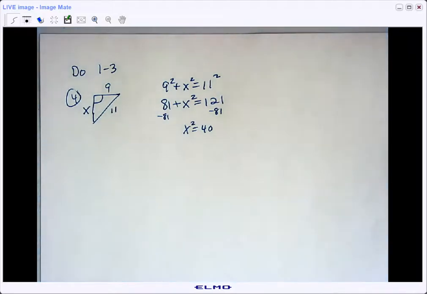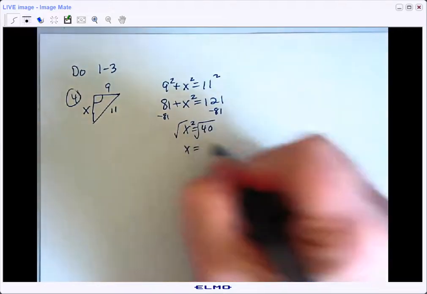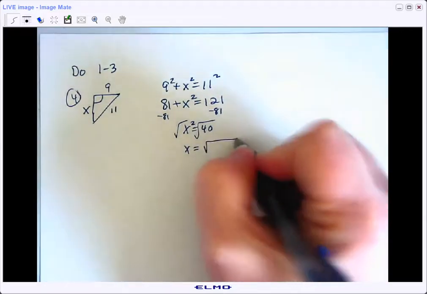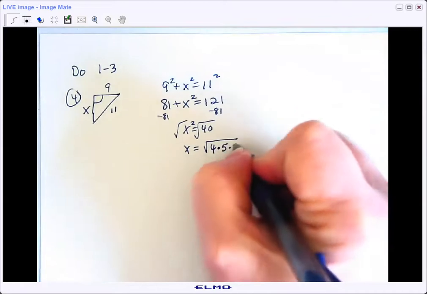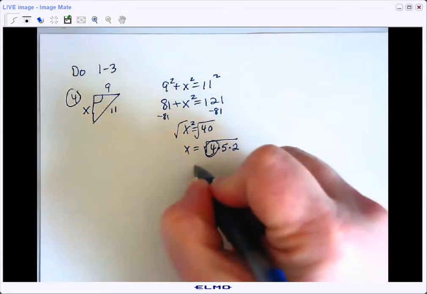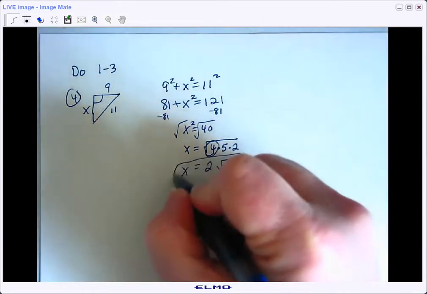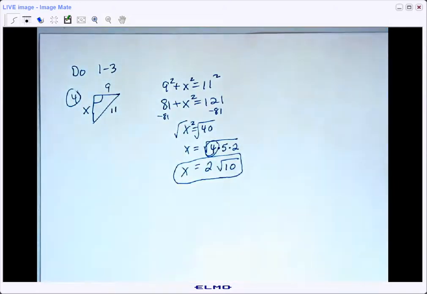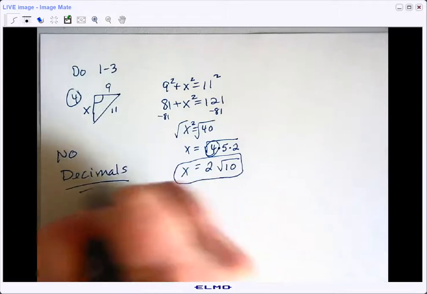And this becomes just a practice of square roots. So x is equal to, we need to break that down. I can do 4 times 10. The 10 is 5 times 2. The square root of 4 is 2 with a leftover 10. So all of your answers should be left in radical form, no decimals.